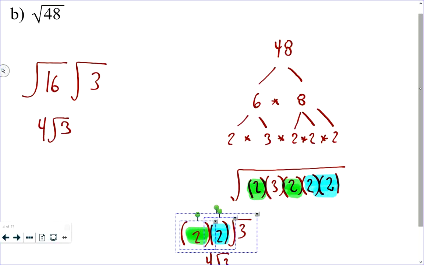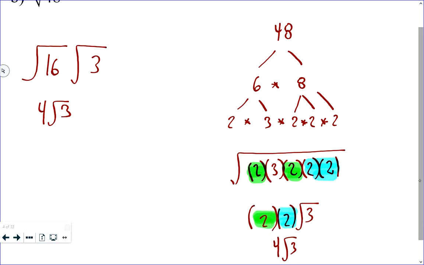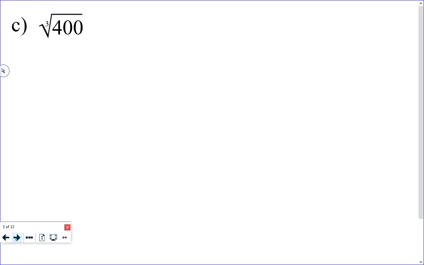Right, this is what we had. If I can grab it. Oh, I can't. All right, that's what we had. So any questions with B? All right. Cube root of 400.